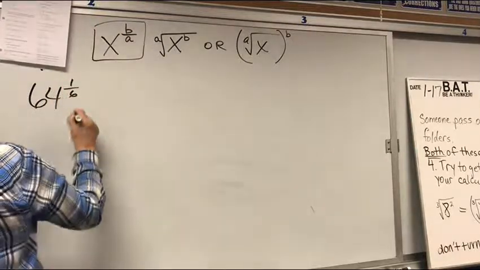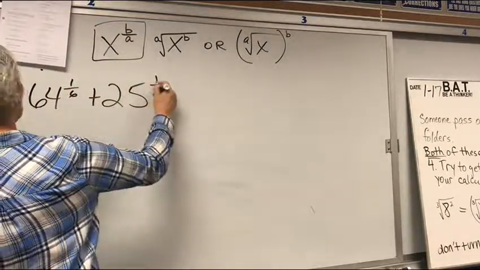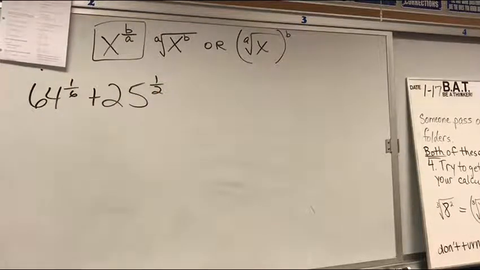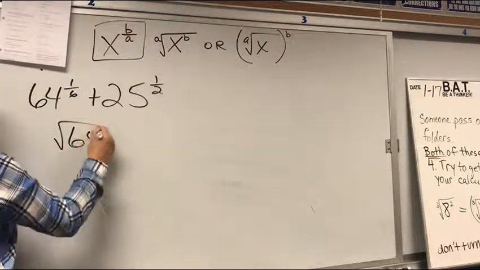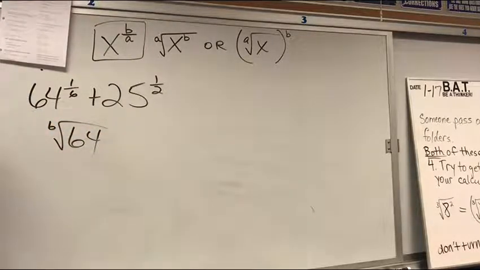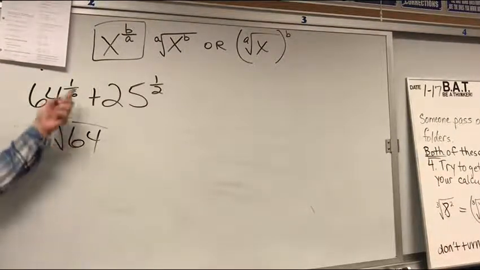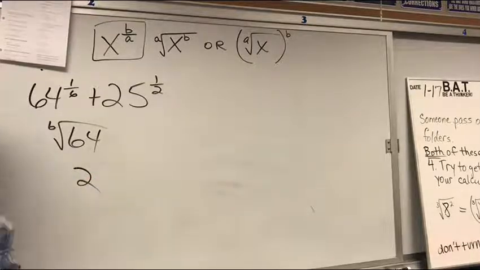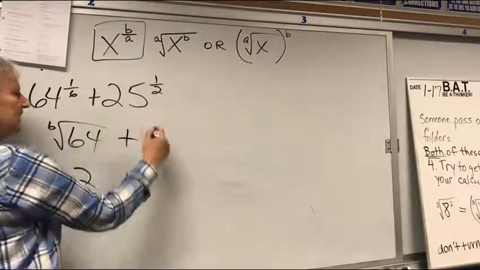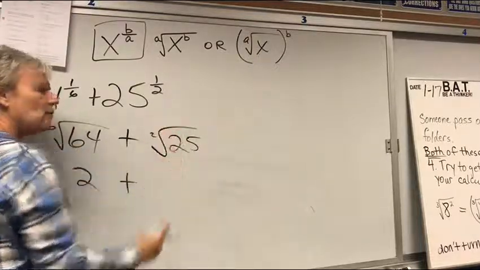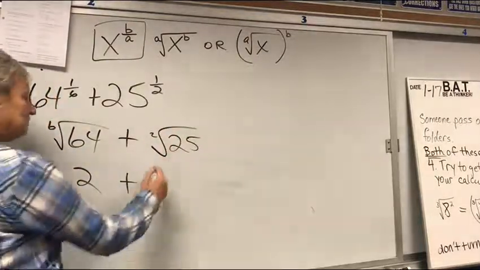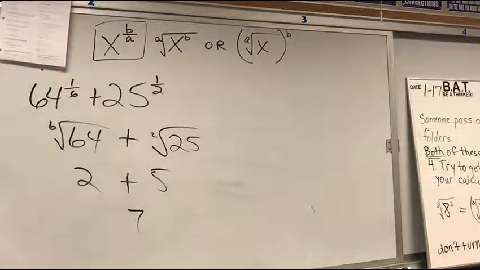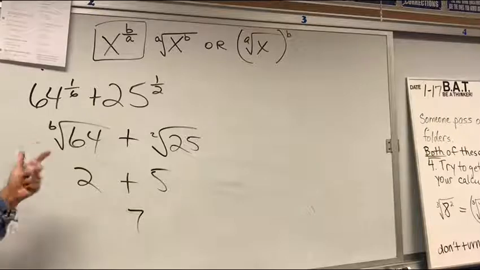64 to the 1/6 power plus 25 to the 1/2 power. Okay? Now, this is the 6th root of 64. I know the answer. It's going to be 2. Come on, you guys, if you're going to multiply something times itself 6 times, it can't be a very big number. Okay, plus, this is nothing more than the square root of 25, which is 5. 7. Easy.